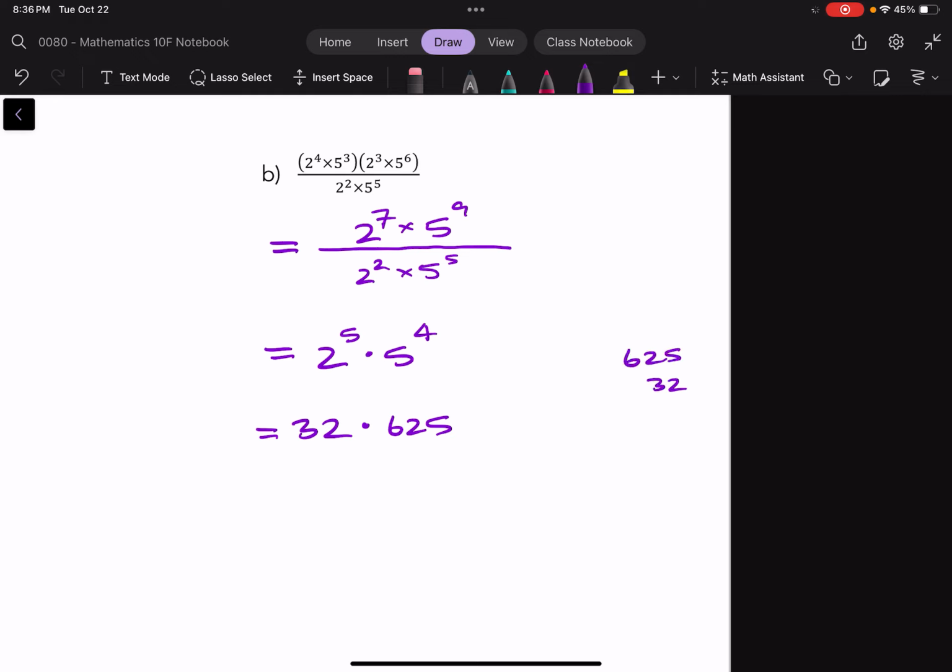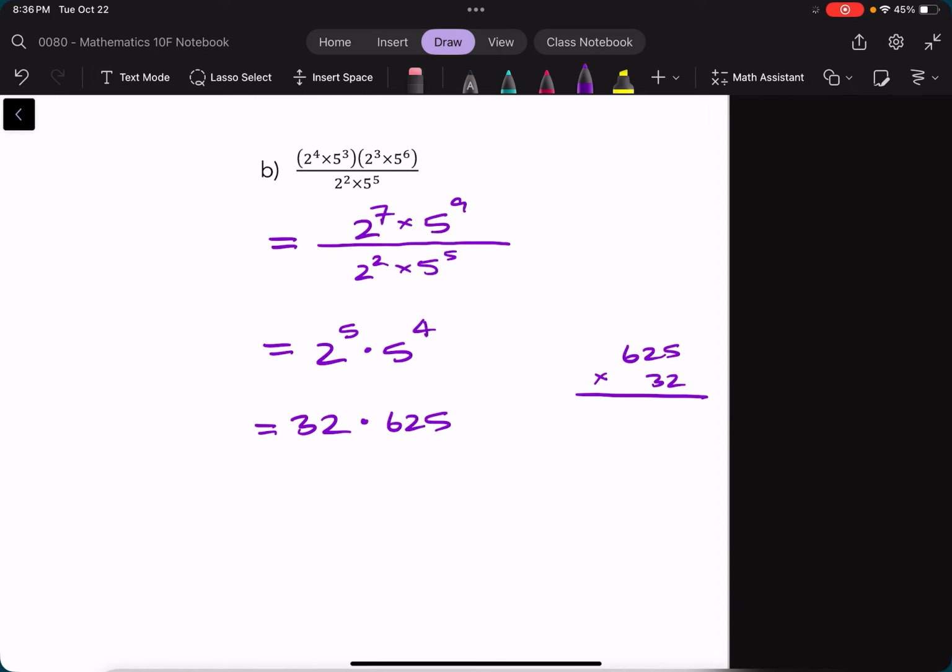Any kind of multiplication method can be your friend. I'm a long multiplication person myself. So 2 times 5 is 10. 2 times 2 is 4, with that 5. And then 2 times 6 is 12. Placeholder 0 for the ones. 3 times 5 is 15. Carry that 1 up. 3 times 2 is 6, so plus 1 is 7.